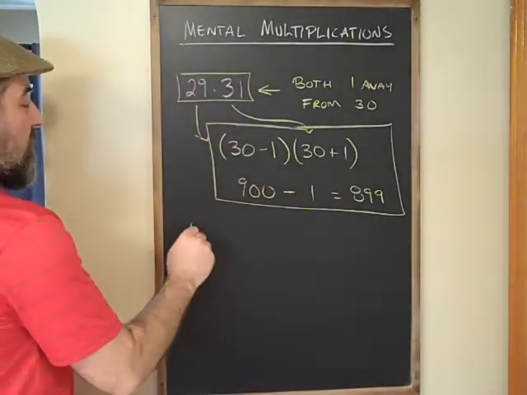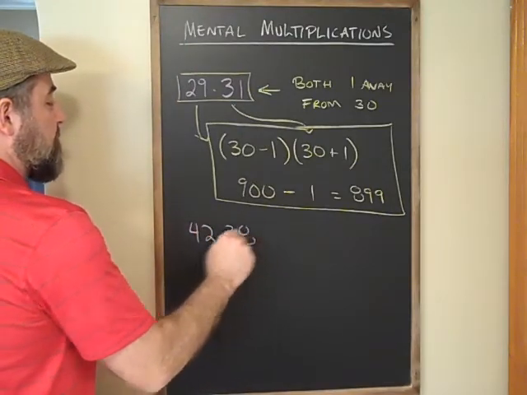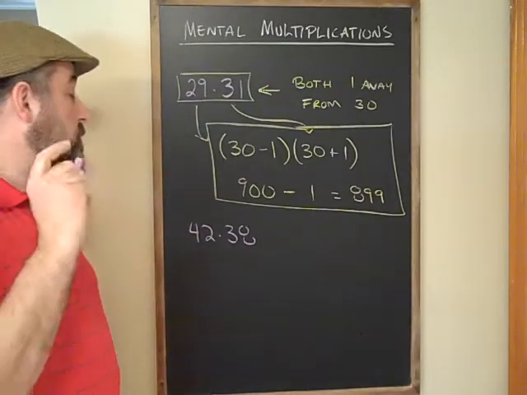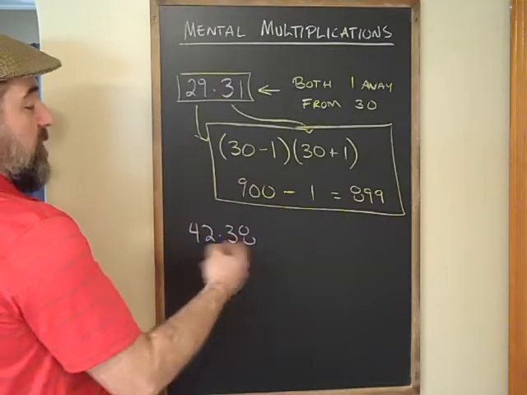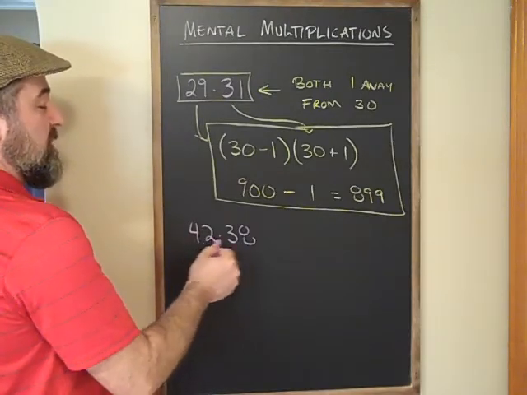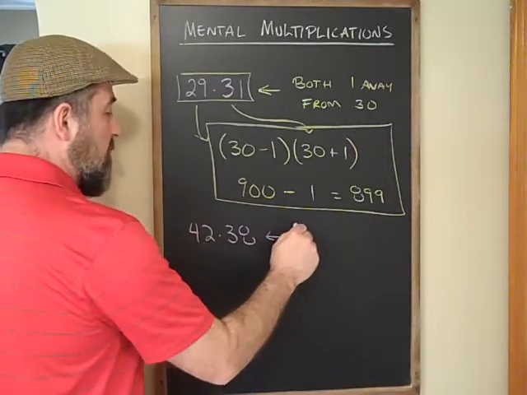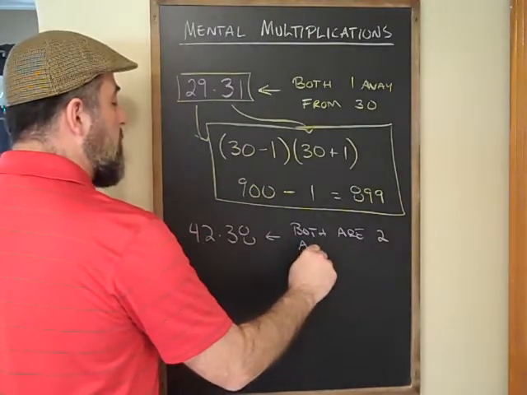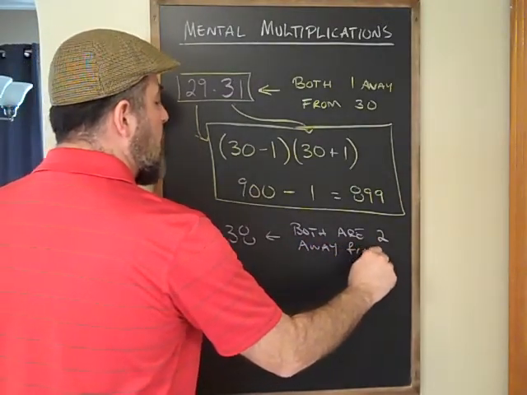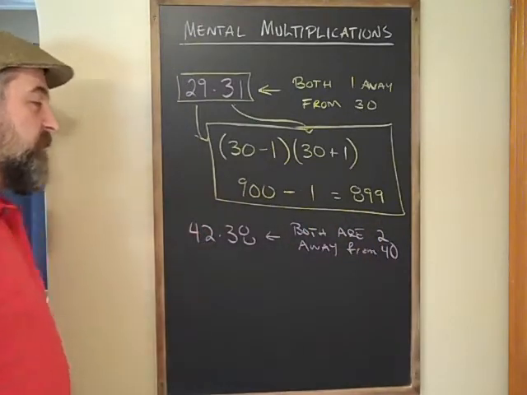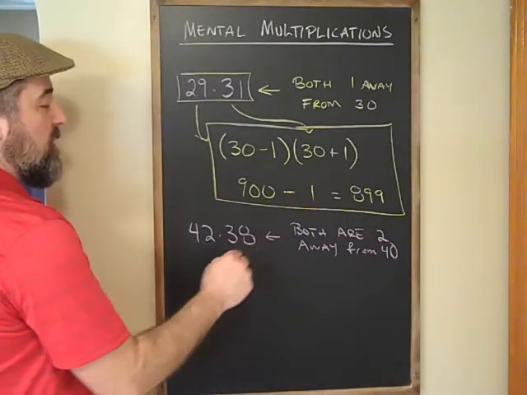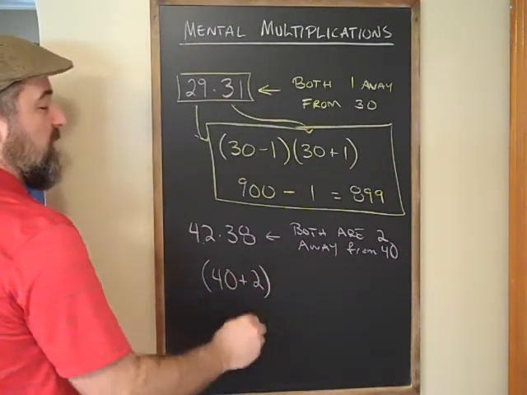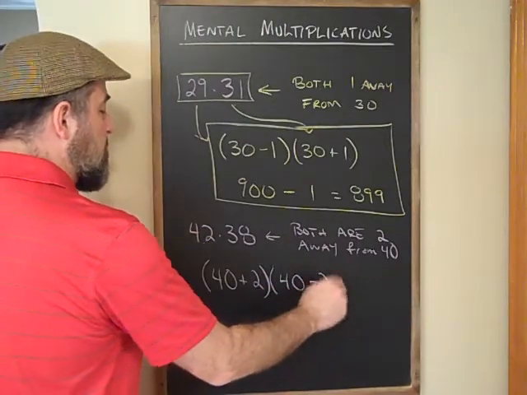The next one is 42 times 38. You have to notice that both of those numbers are awfully darn close to 40. Since they're close to 40, the next thing we have to notice is each one is 2 away from 40. This step isn't necessary for you to write, but you have to recognize that. So we're going to set up that 42 as 40 plus 2, and that 38 as 40 minus 2.